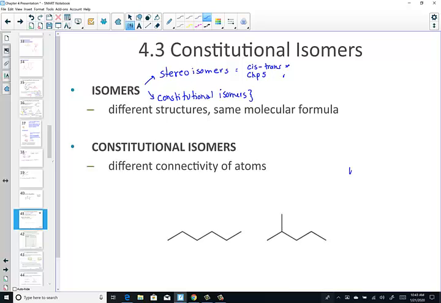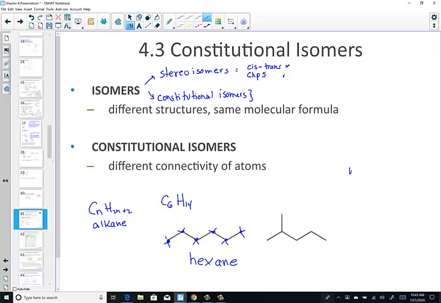The focus here is on constitutional isomers. Let's say, for example, I have a 1, 2, 3, 4, 5, 6 carbon straight chain. We would call this hexane. In this compound, there are 6 carbons bonded in a straight line together. There are 14 hydrogens. You knew that because CnH2n+2 is the general formula for a straight-chain alkane. 6 carbons gives us 14 hydrogens.